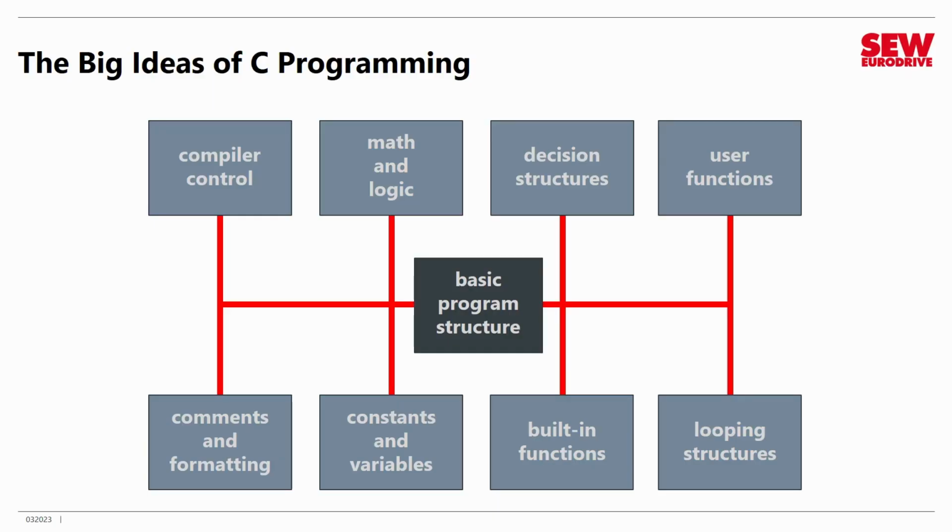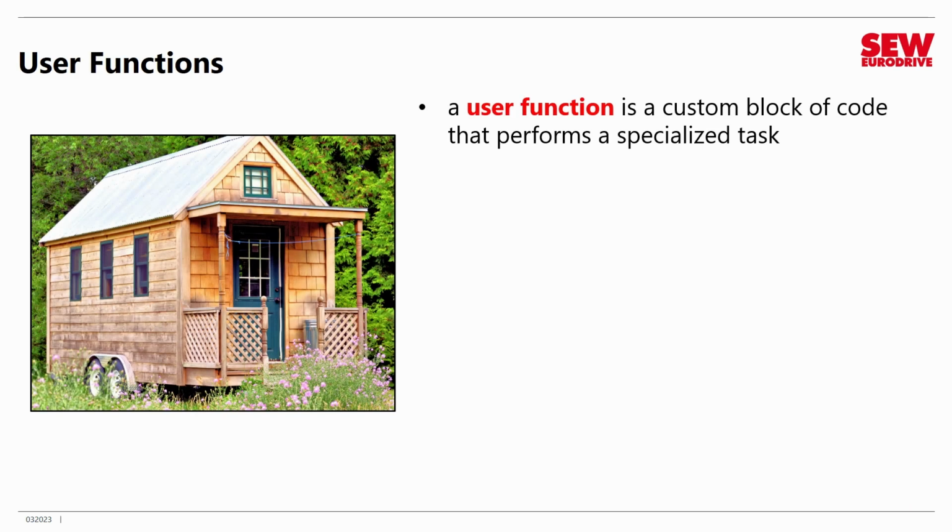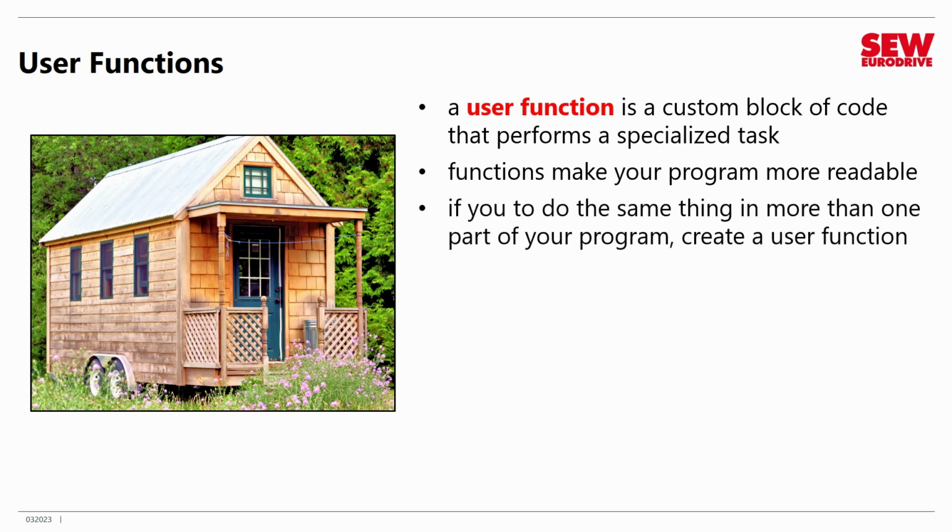Okay, last section of our little diagram here, we're going to learn about user functions. This won't take long. A user function is a custom block of code that you create yourself to perform a specialized task. We've been using some of the built-in system library functions. These are functions that you create to do your particular activities. They certainly make your program more readable because you can break your code up into smaller blocks that do very specific things. And if you do the same thing in several places in your program, it makes sense to create a function. You just call it every time you need it.